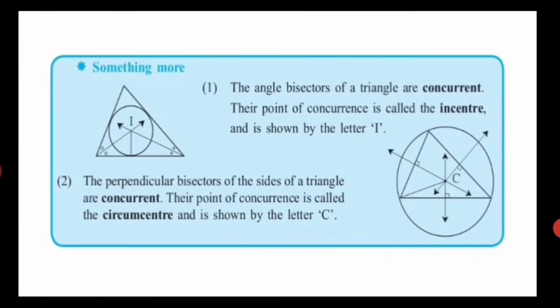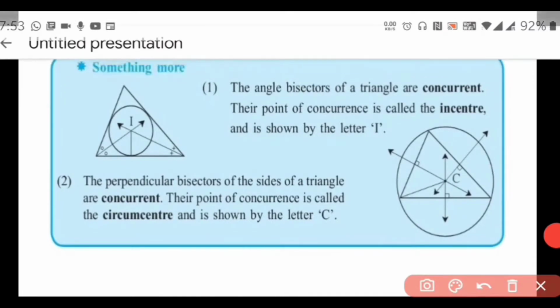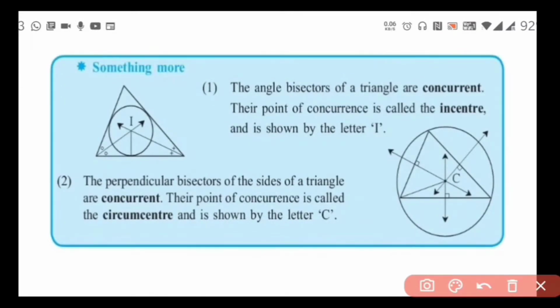So what we have seen: the angle bisectors of a triangle are concurrent. Their point of concurrence is called incenter, and it is shown by letter I. And the perpendicular bisectors of sides of a triangle are concurrent. Their point of concurrence is called the circumcenter, shown by letter C. So the point of concurrence of angle bisectors is called incenter, denoted by letter I, and the point of concurrence of perpendicular bisectors is known as circumcenter, denoted by letter C.